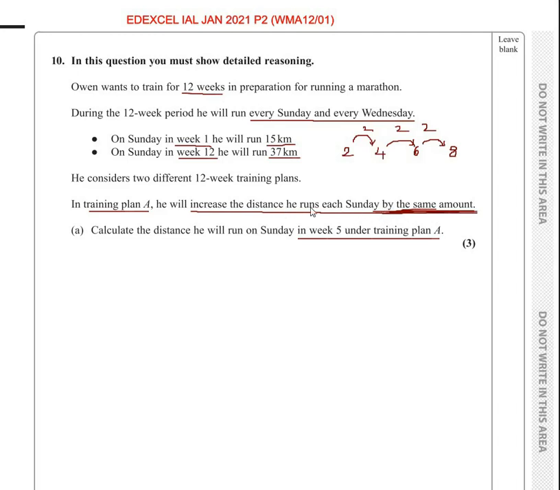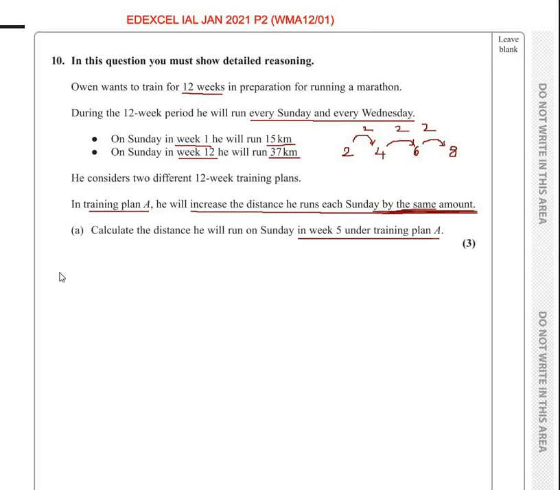He increases the distance he runs each Sunday by the same amount. We can see that if the difference, or the common difference, between each term is the same, then it belongs to arithmetic series or arithmetic sequences. So we got to know that this question, part A, belongs to arithmetic sequences.